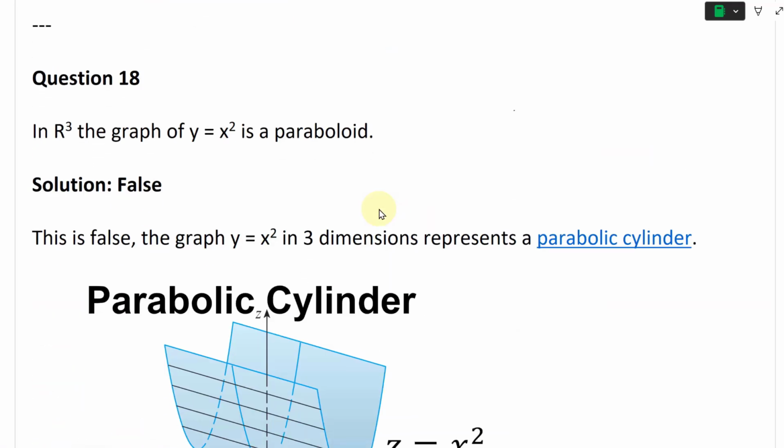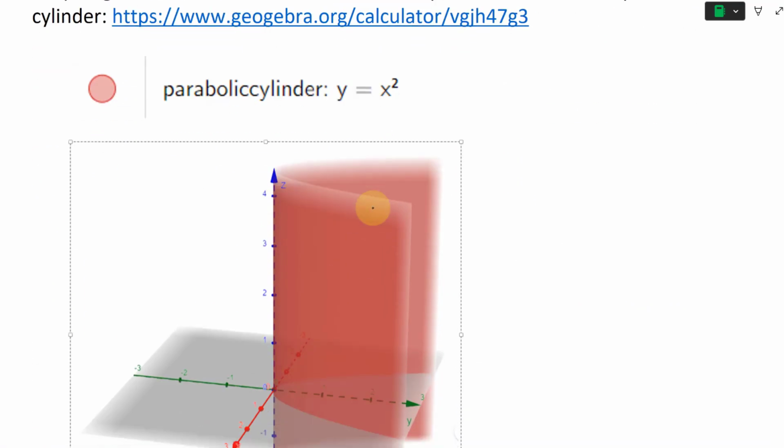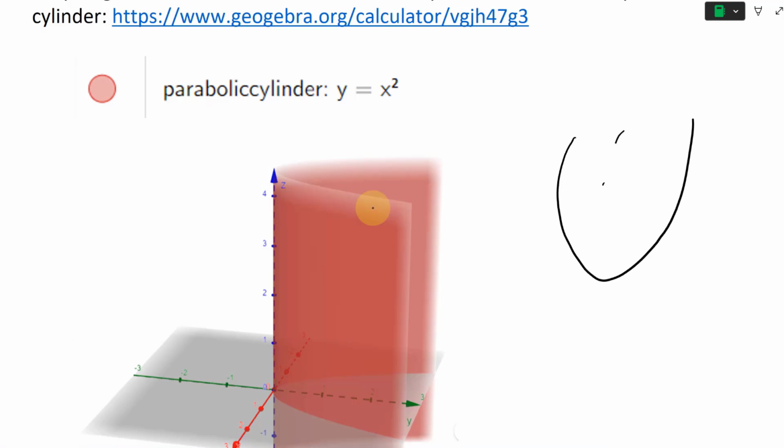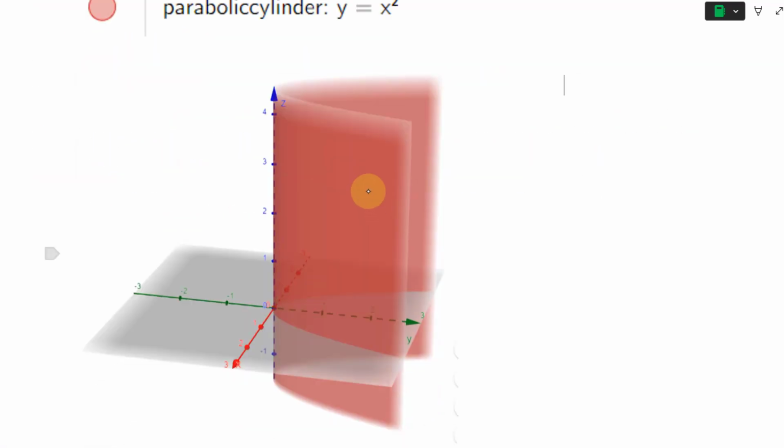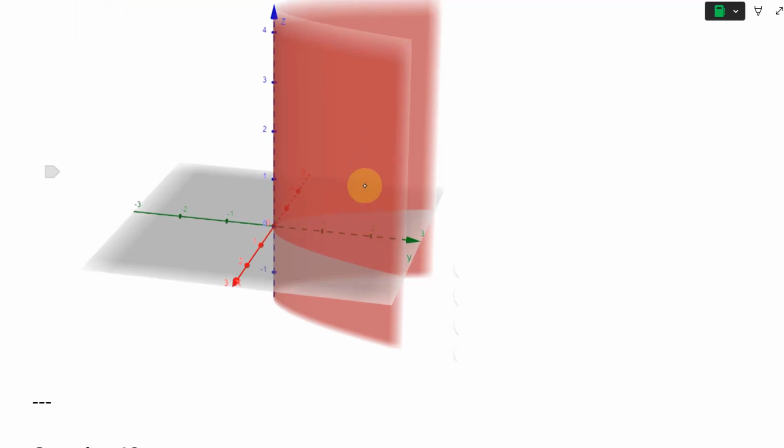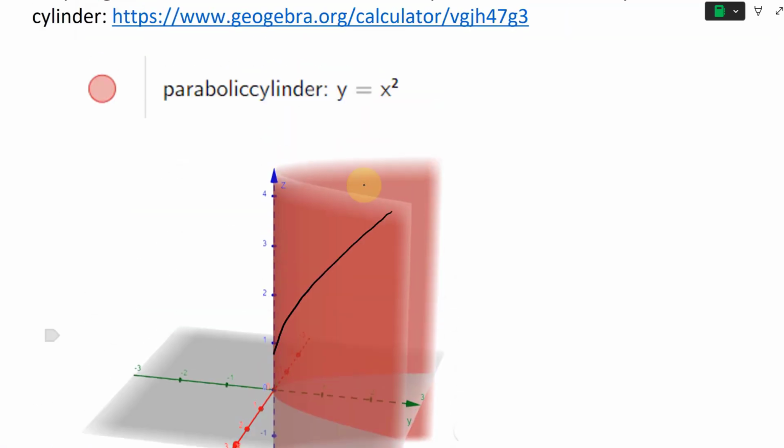Note that a paraboloid is a shape like this. It's like a bowl. It has an actual bowl shape, and it goes up and up. I'll draw it like that. That is an actual paraboloid. This one is just a parabolic cylinder, which just keeps going on to infinity. It doesn't converge into a single point like that. So that is the paraboloid, but this is not a paraboloid. This is a parabolic cylinder.